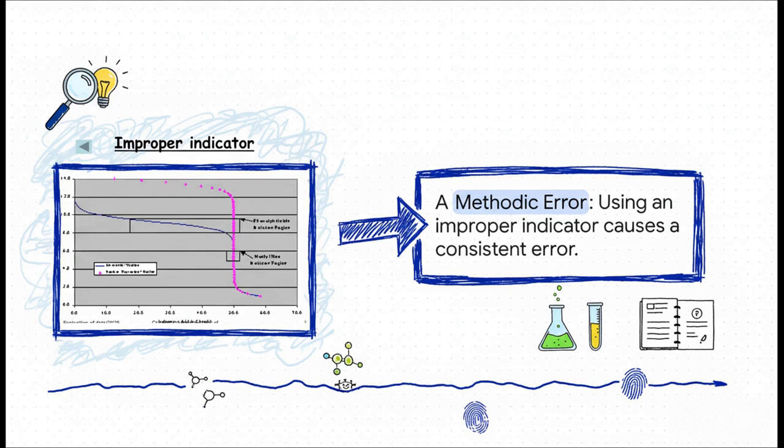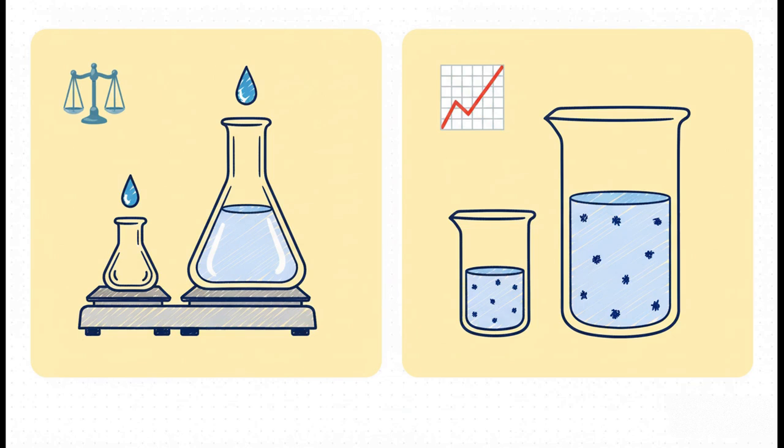Well, you will consistently, every single time, add too much titrant. The method itself is forcing you to get a systematically high result. Now, what's interesting is that these systematic errors don't all behave the same way. They tend to follow one of two distinct patterns. You've got your constant error, which has a fixed size. For example, maybe you lose exactly 0.5 milligrams every time you weigh something, no matter how big the sample is.